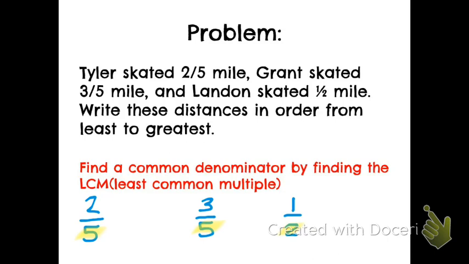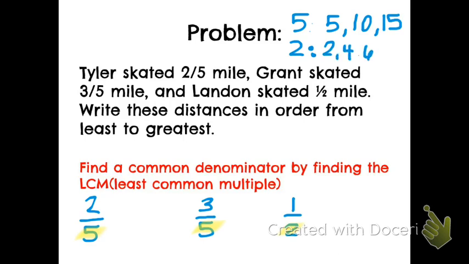So I'm going to start with my 5, and I'll go 5, 10, 15. I'm going to stop for now. Do my multiples of 2: 2, 4, 6, 8, 10. I know there's a lot of you who already knew immediately that 10 was going to be your least common multiple. If you hadn't figured that out yet, doing this is not a bad thing. So now we know we need to find the equivalent fractions so we can actually compare and order the fractions.